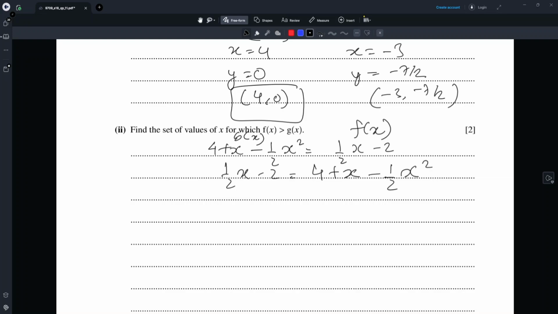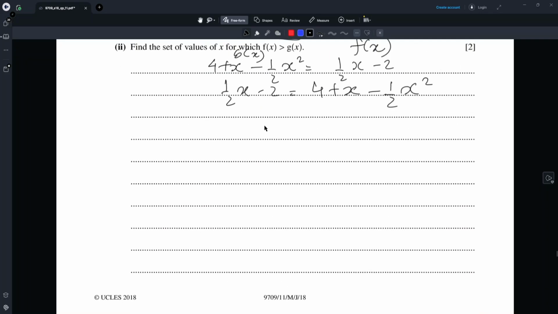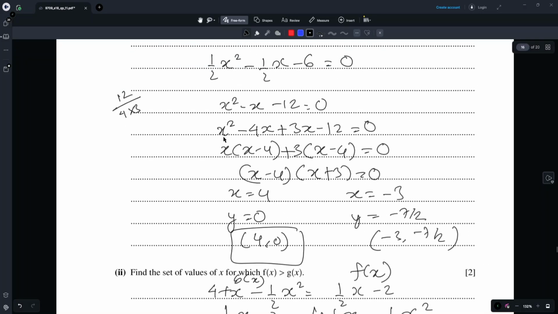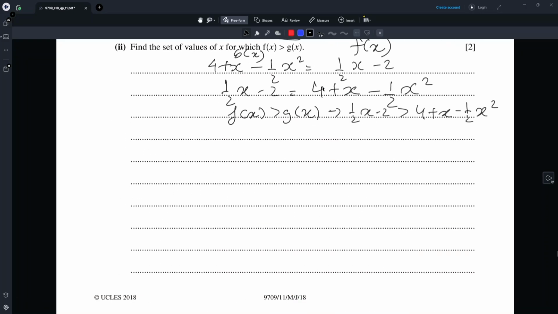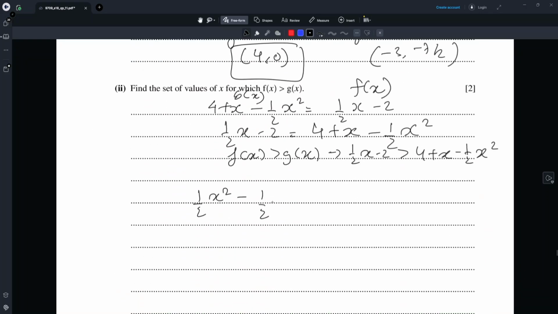And after taking everything to this side, we get this 0 guy, right? So isn't this exactly the same? I mean, if we put here f of x greater than g of x, isn't this exactly the same as this expression just being greater than 0? Does this mean that also if we put everything to the other side, we are supposed to get this thing greater than 0, which means half x squared minus half x minus 6 greater than 0?